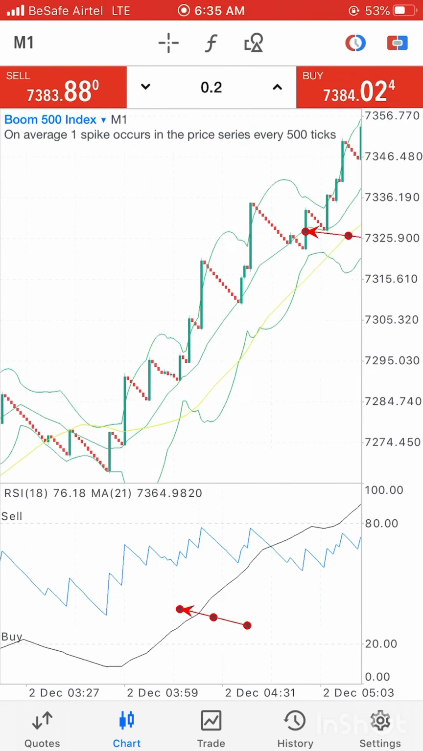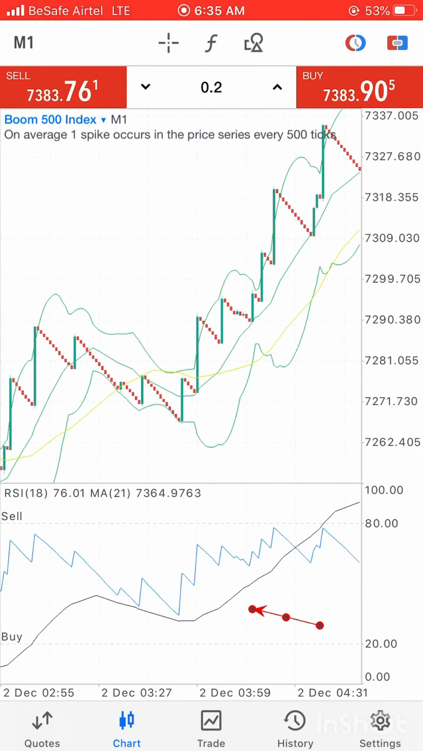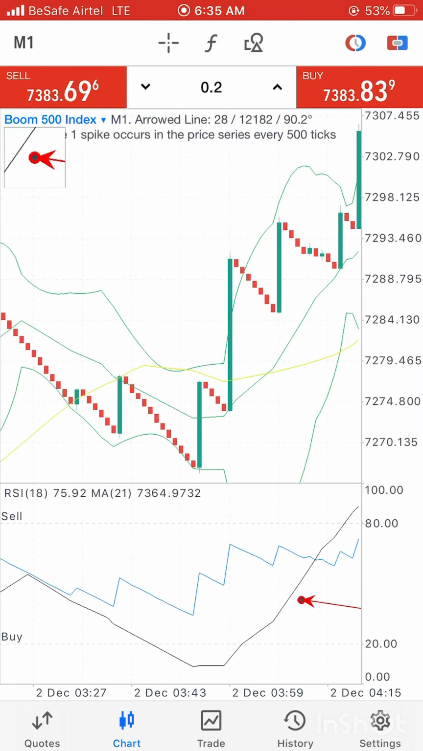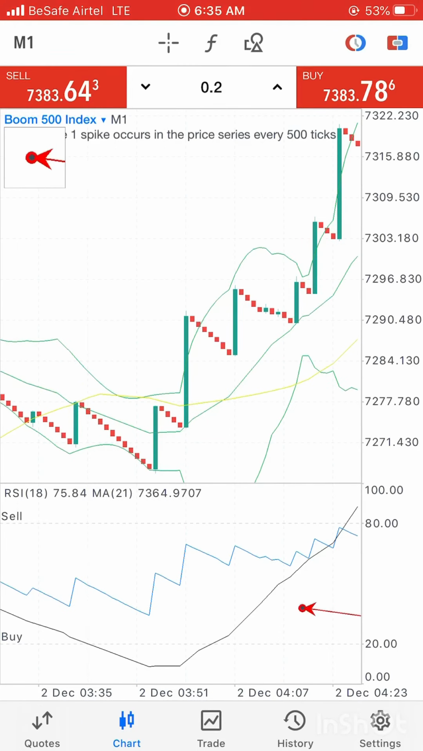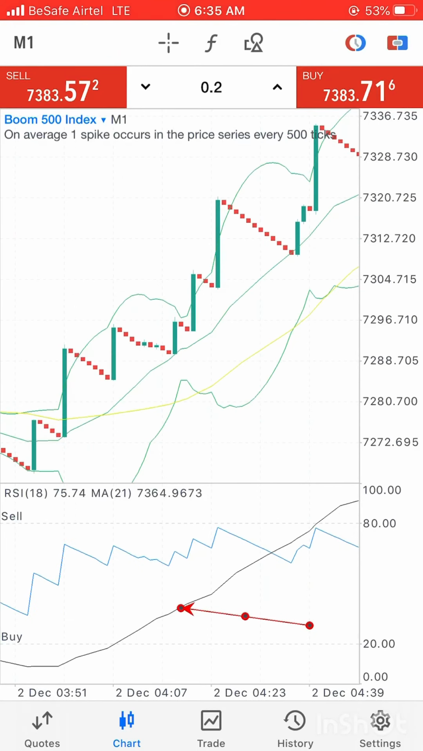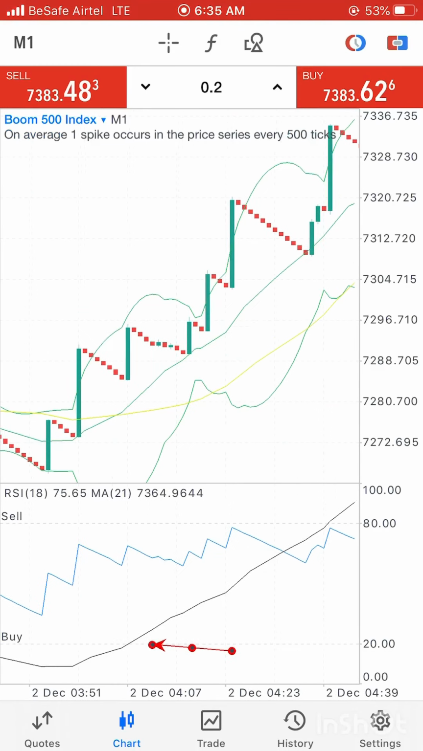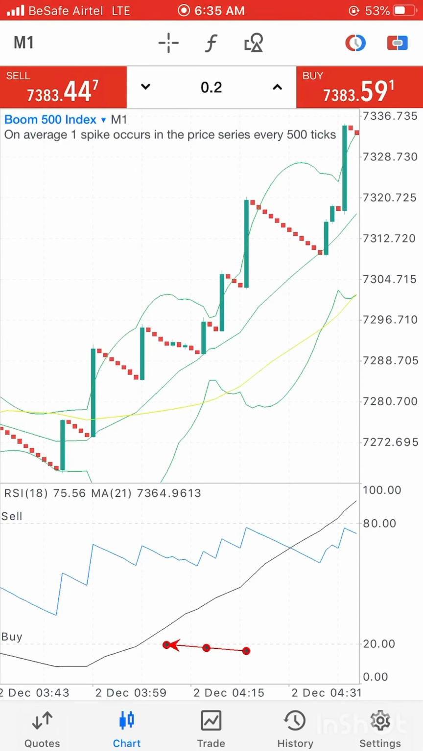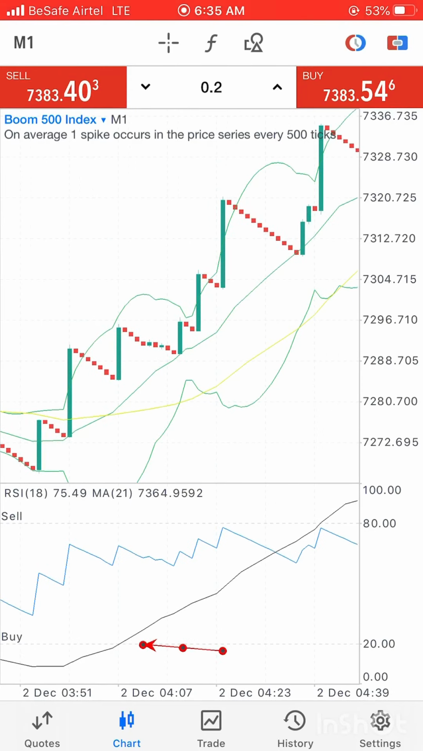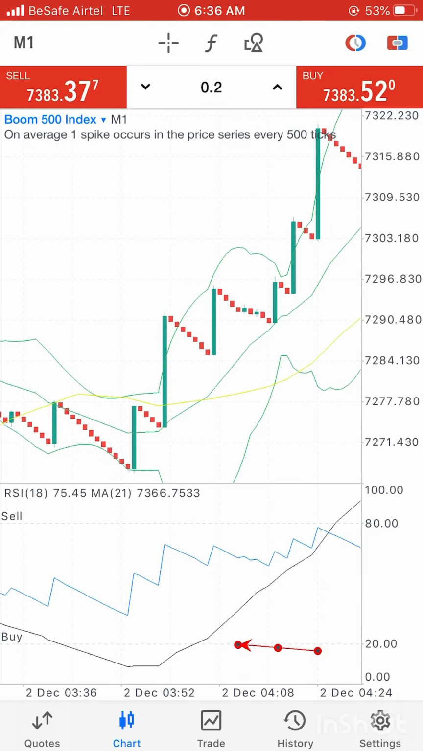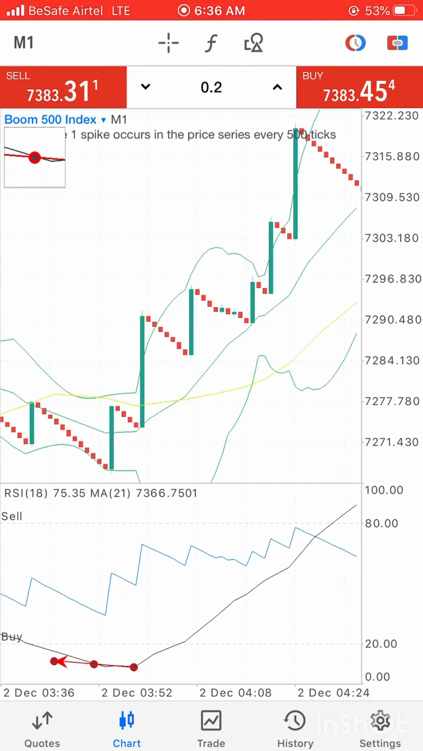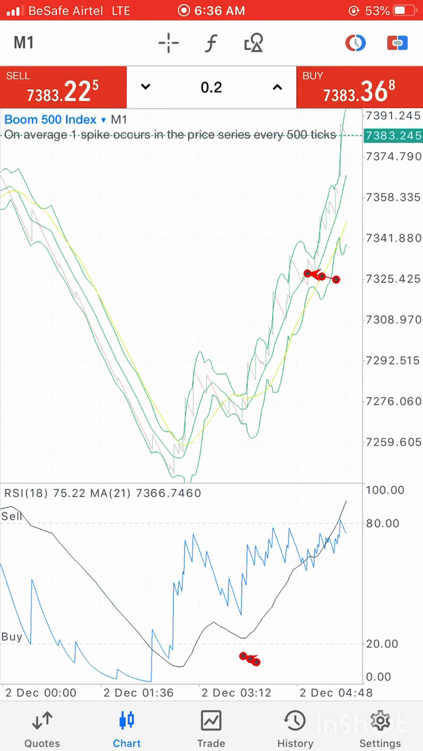Now if you want to actually aim for spikes, you have to zoom this to a level that you see clearly. Okay, as you can see here, this moving average line, this black line here, is already touching the dotted 20 line. Now this is the signal. Once it gets to this point here, this is the signal for you to start aiming for the spike.